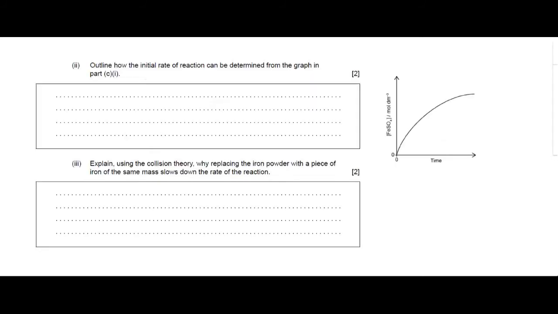So this is the marking scheme. You can pause the video and have a quick look at the marking scheme. Now let's see what is the next question. So this is the next part of the question. Outline how the initial rate of the reaction can be determined from the graph in part C1.